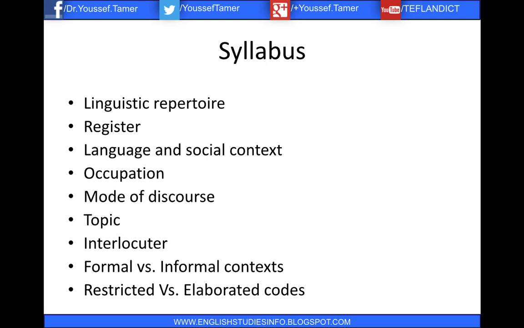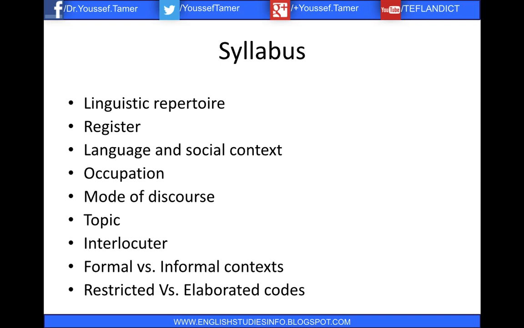Restricted versus elaborated codes. It's a terminology introduced by Bernstein, 1971-1973, and it simply refers to the kind of code you can use in an informal context, and the kind of code or language variety you use in a formal context. According to Bernstein, in an informal context we use what he refers to as a restricted code, and in a formal context we use what he refers to as an elaborated code.